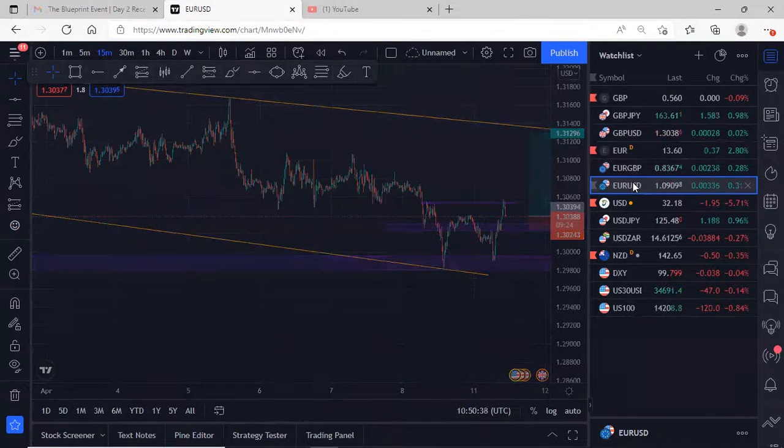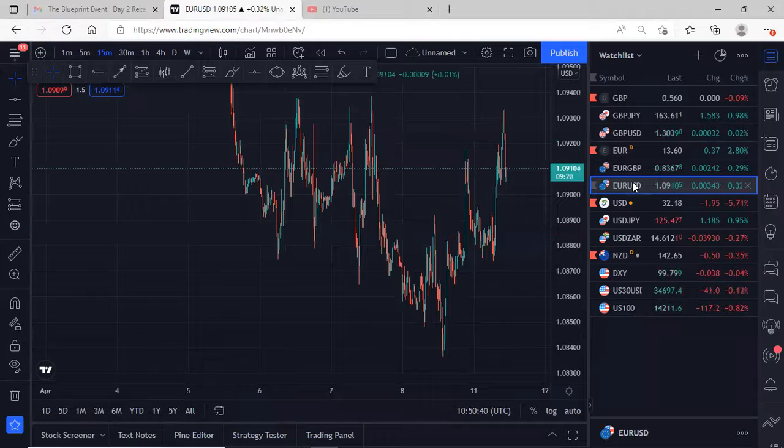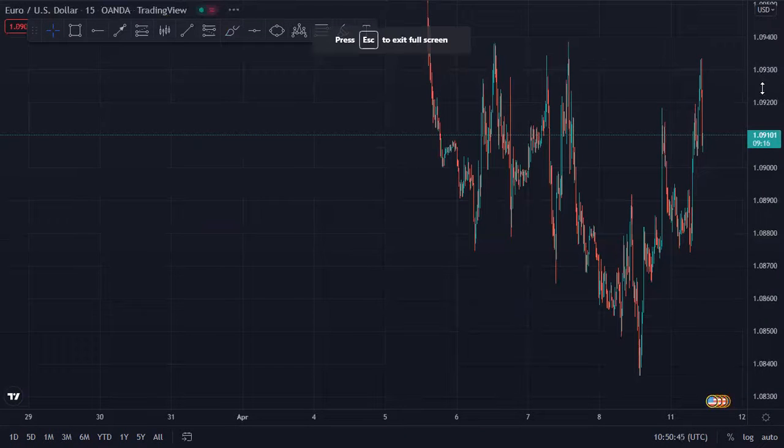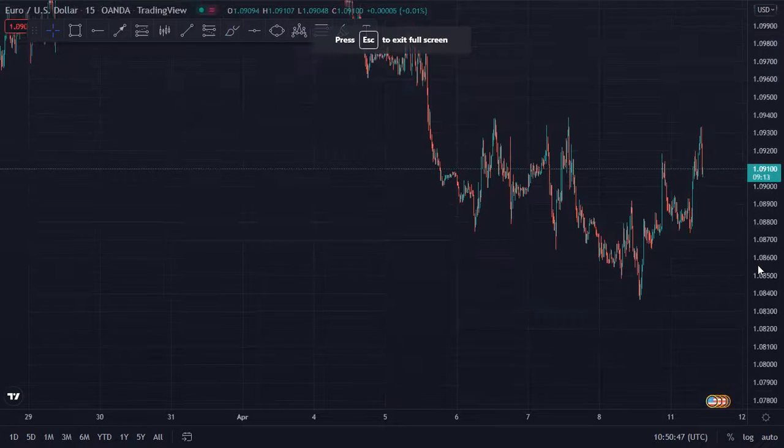So this is Euro USD. So let's see Euro USD, and we'll take it from there. So with Euro USD, what are we on? Let me go to it.